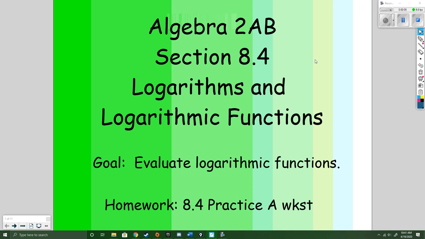Today in Algebra 2AB, we're going to go over section 8.4, which is talking about logarithms and logarithmic functions. So our goal for today is going to be to evaluate logarithmic functions. And as always, we're going to have a short little practice worksheet afterward. So let's get started.